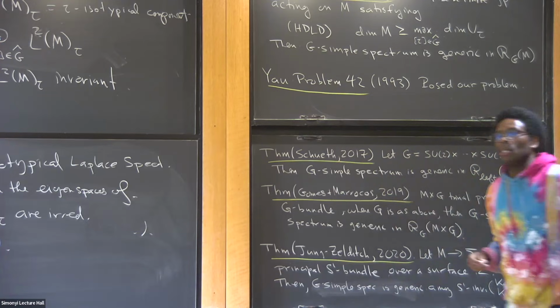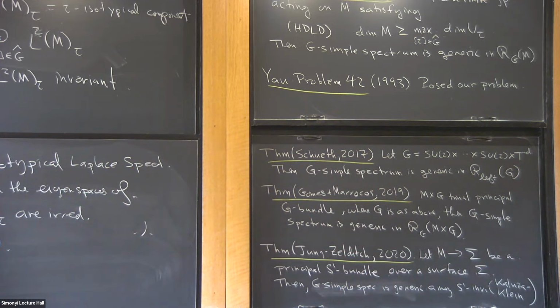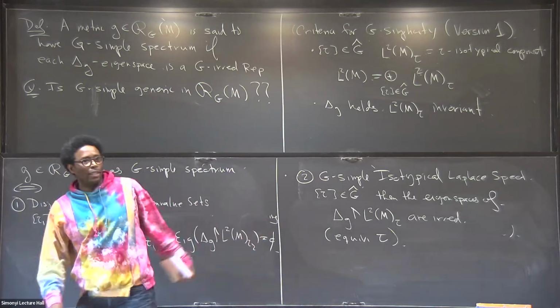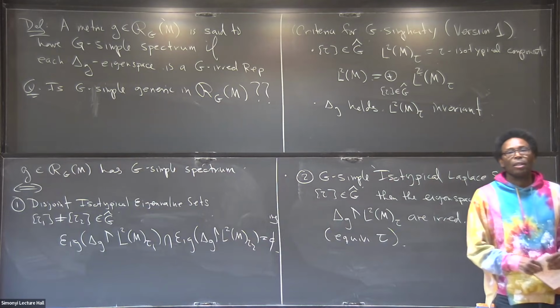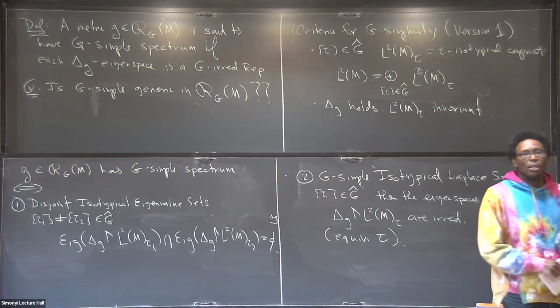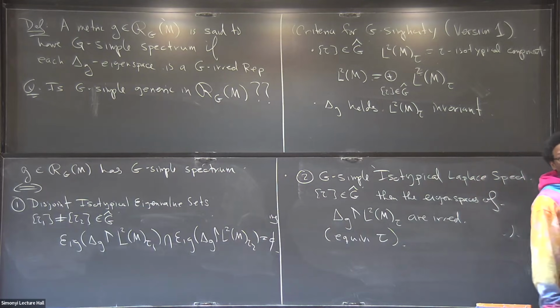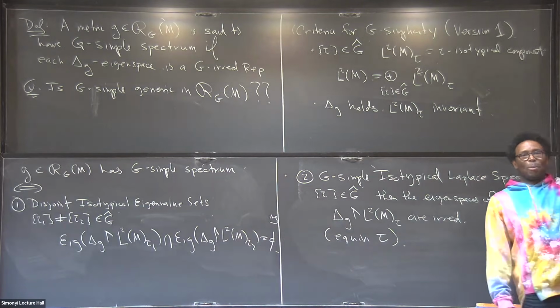What is the problem of Yau? Oh, the one that we're working on here, whether G-simple spectrum is generic. Yes, sorry for that. And the previous theorem gives us a condition with two numbers, where one depends only on the group and one depends only on the manifold. So once I fix the group, it tells me I can only be talking about manifolds of a certain dimension.